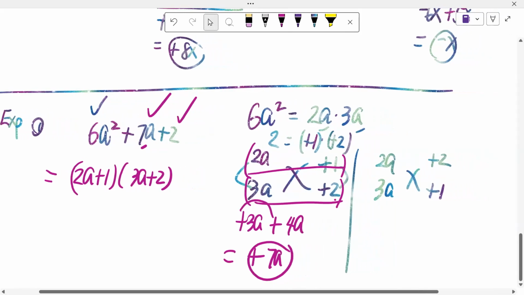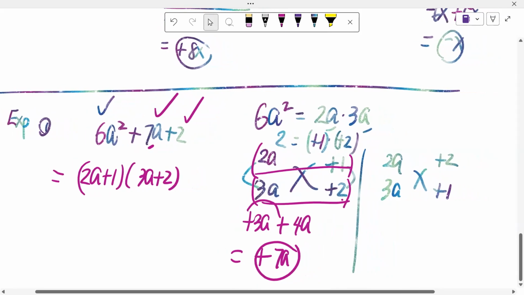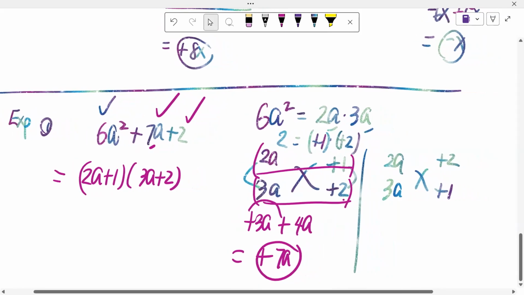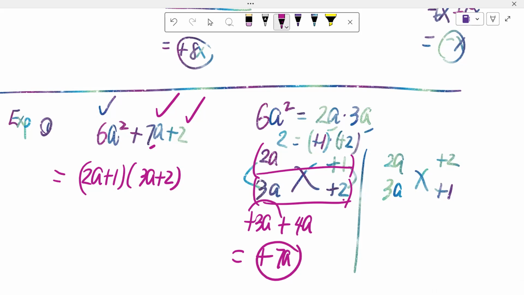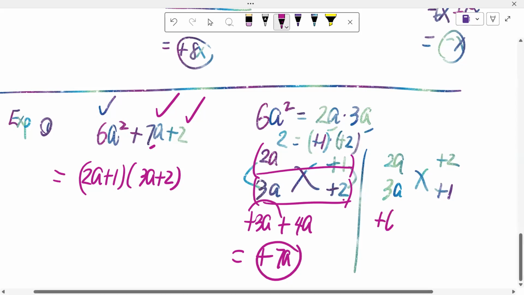And again, I'm going to try to show you another trial, right? This one is another trial, meaning if I put a positive 2 on top and positive 1 on the bottom, and if we cross multiply, we're going to get positive 2 times 3a, positive 6a, right? And positive 1 times 2a, that's positive 2a. And once we combine them, we get positive a.